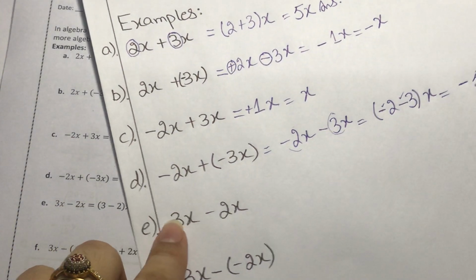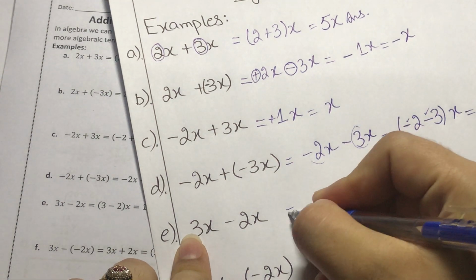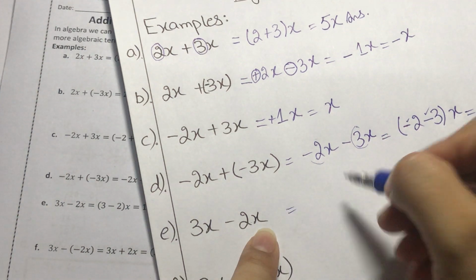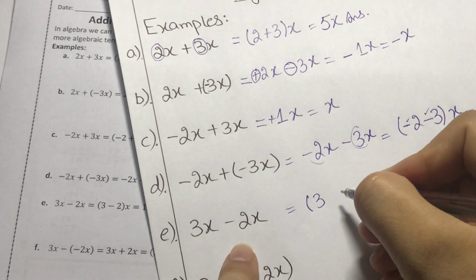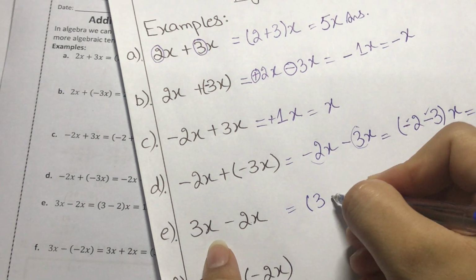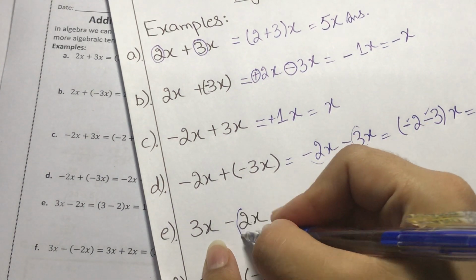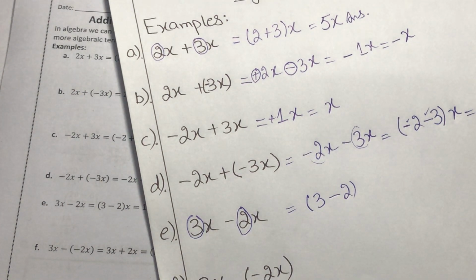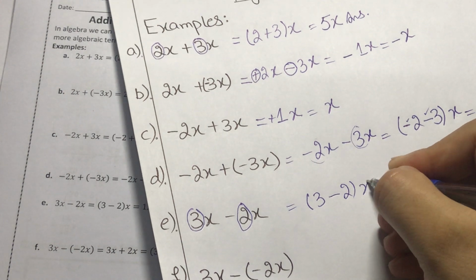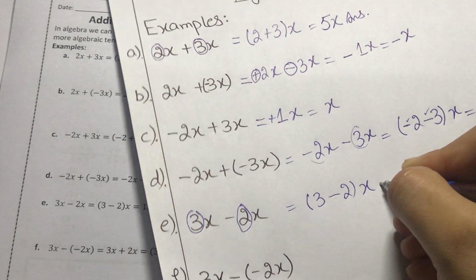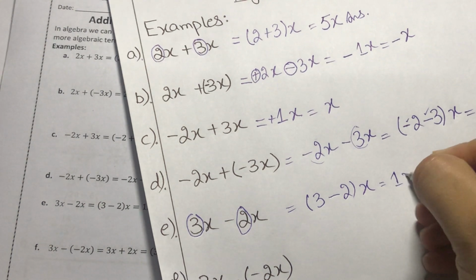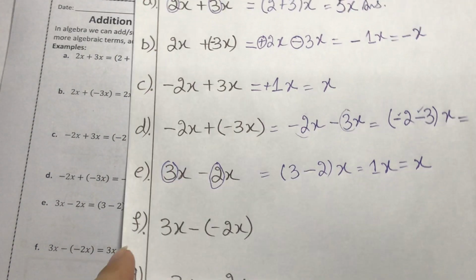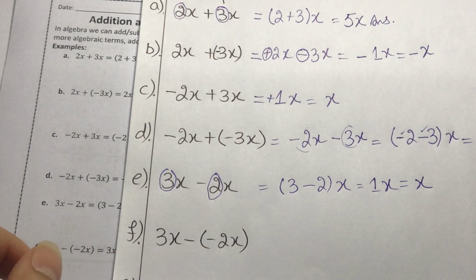Now let's solve the next example. Here again you can see 3x minus 2x. You can directly write 3 minus 2, 1, or you can again combine your coefficients. And what are the coefficients? 3 and 2, right? So 3 minus 2, and keep your variable. 3 minus 2 is equal to 1x, and again you can write it as x only, because 1x or x means same.